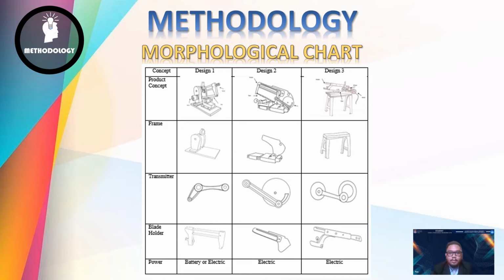Next is the blade holder. As we can see, for each design, design 1 is more suitable and stable to use when cutting the workpiece compared to the other designs. And lastly, the power source for design 1 can be battery or electric, but the other designs use only electricity.